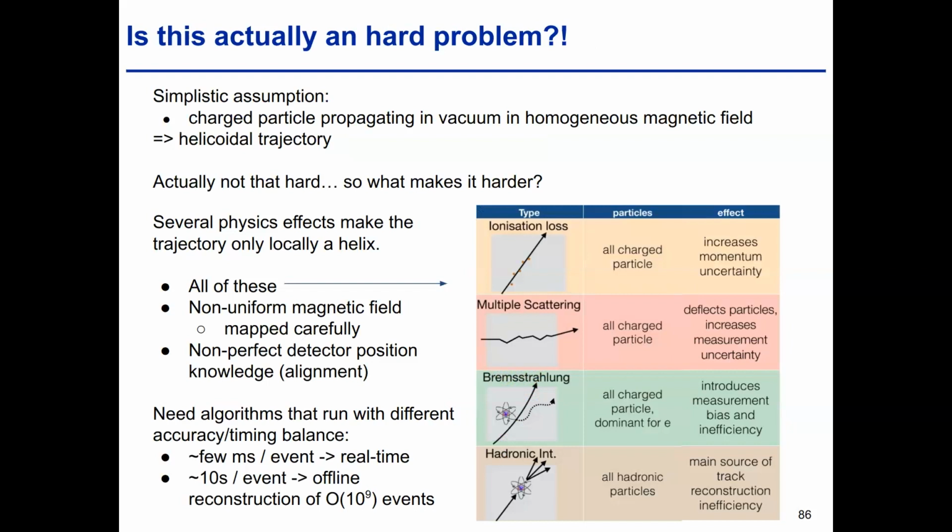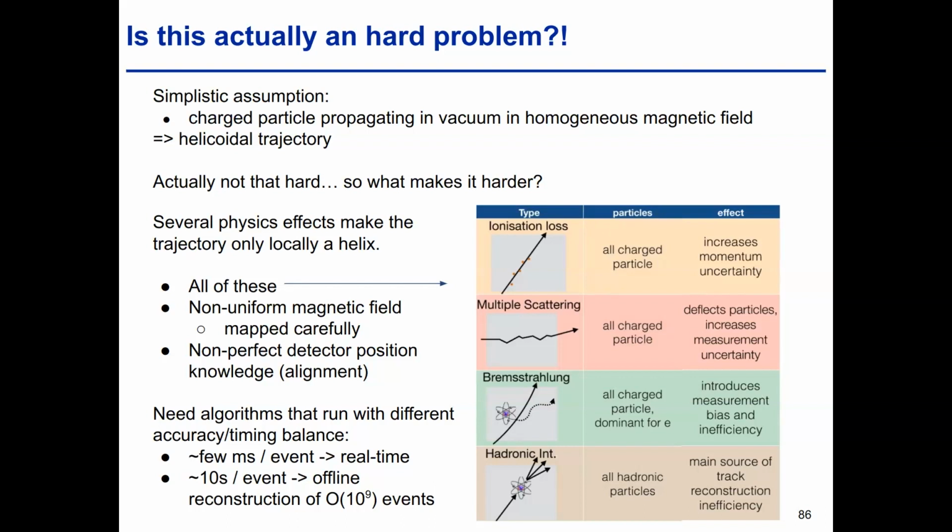So the most naive assumption you can make is to say, great, I have a charged particle propagating in vacuum in a homogeneous magnetic field. That's a helix. So I know how to describe the helix. I can just match a helix through all the points, take into account their uncertainty, and I should be done. And if that was the case, it's not a very hard problem. We know how to do it. We know how to do it pretty well. So what makes it hard? It's the fact that all these approximations that I mentioned are actually broken, and we have to take those into account.